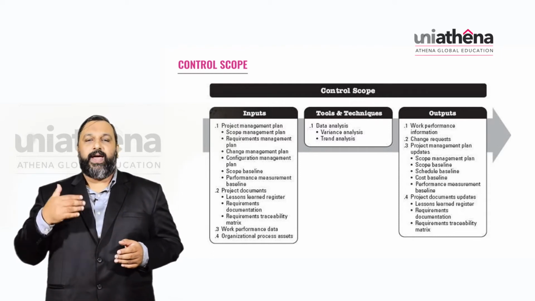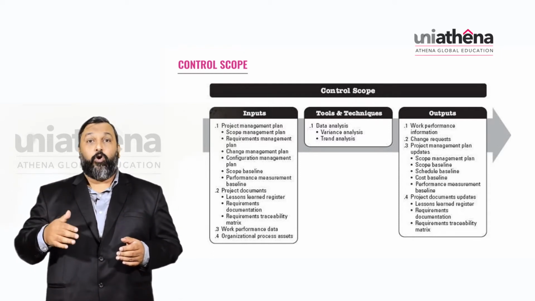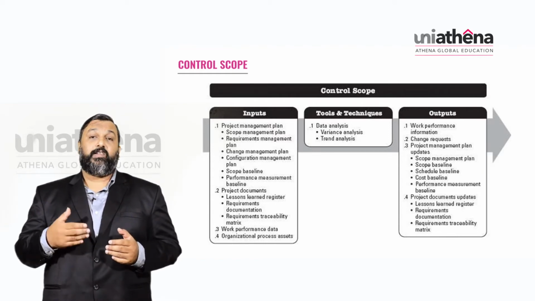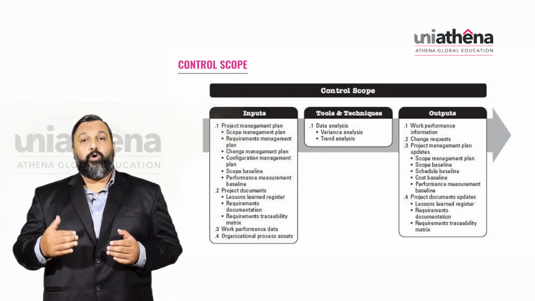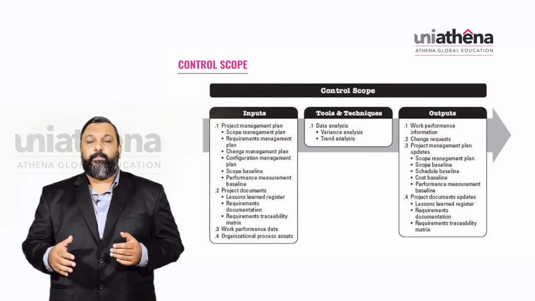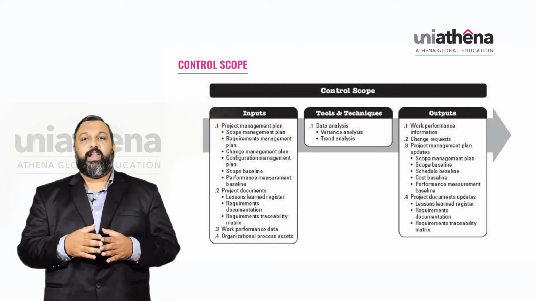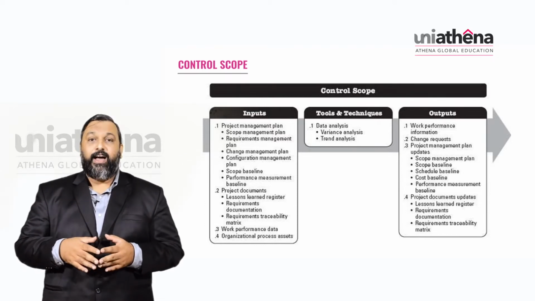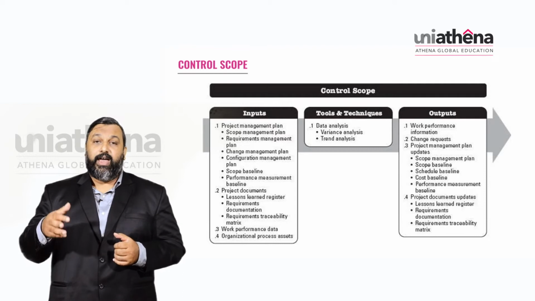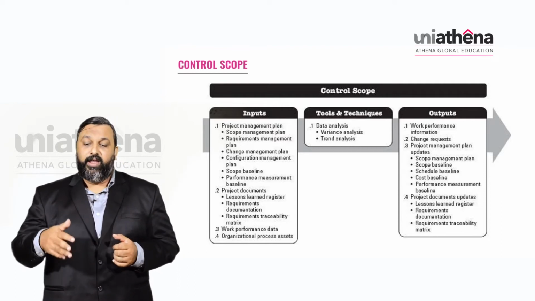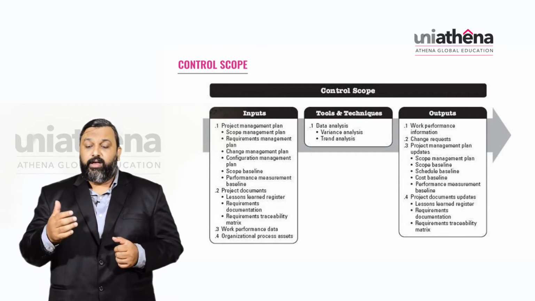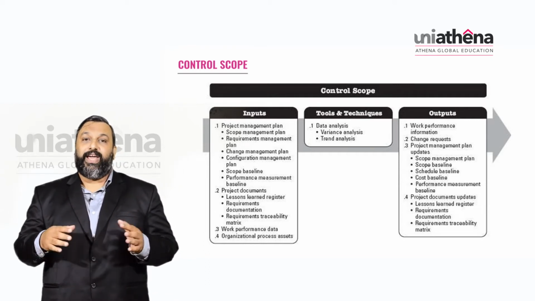You will have scope management plan updates. You have scope baseline updates sometimes, and you might have schedule baseline updates sometimes. You have cost baseline updates, and then you have performance measurement baseline updates. All those things will be the output. Then you have project document updates. You have the lessons learned register update. You have requirements documentation updates, and then you have the requirements traceability matrix updates.